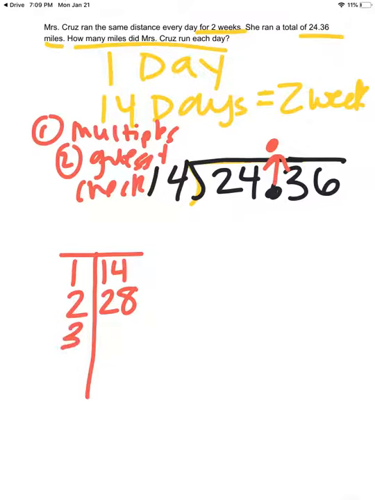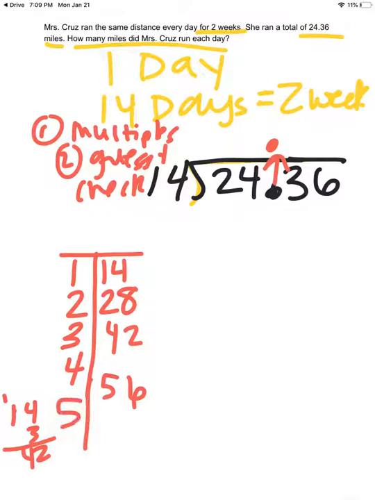So 3 groups of 14 would be 14 times 3: 12, regroup my 1, 3, 42. 4 would be just adding 42 plus 14, so 4 plus 2 would be 6. 4 plus 1 would be 5, so 56. 5 would be adding 28 plus 42, so 8 plus 2 is 10. Regroup that 1, that would be 70. All right, then we can do 6.